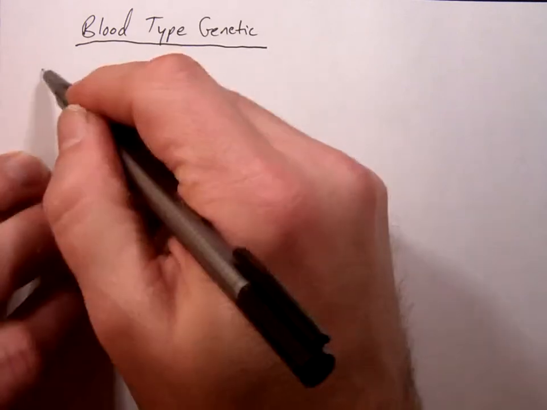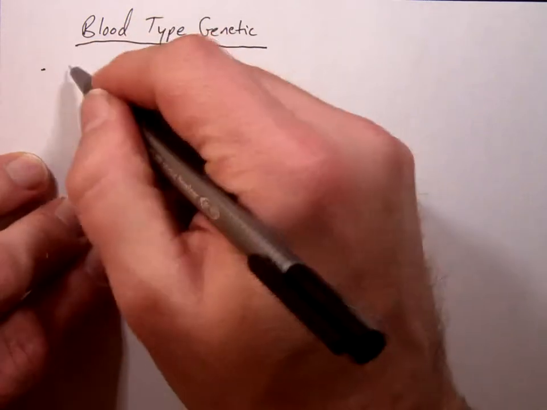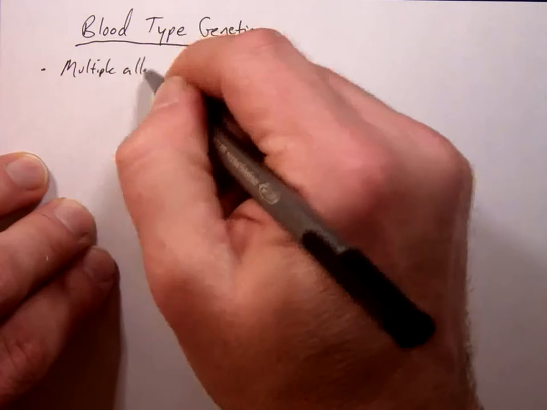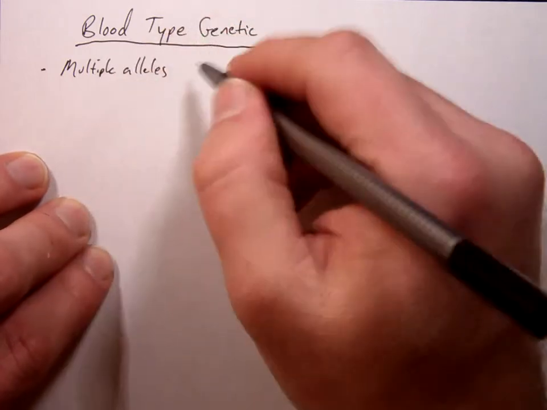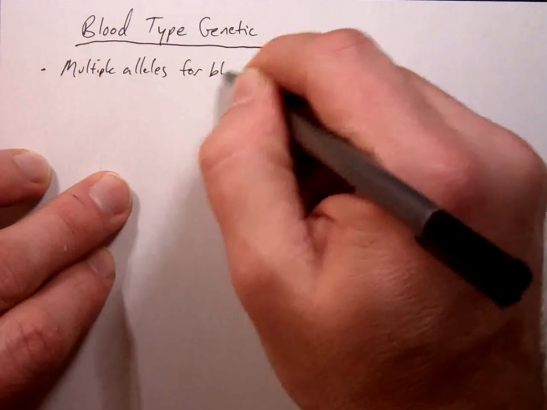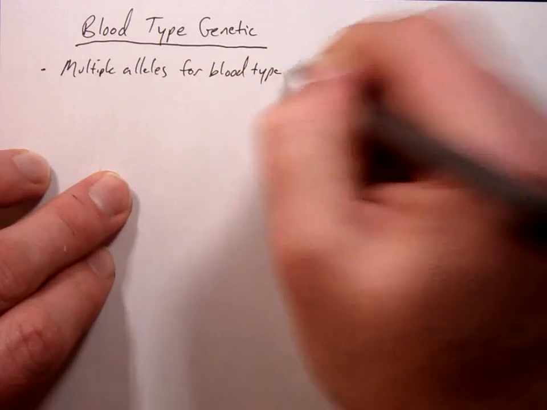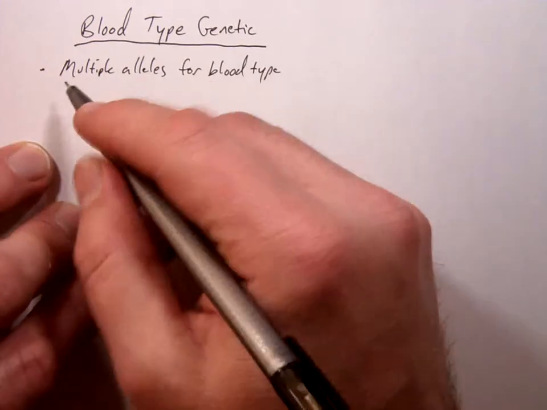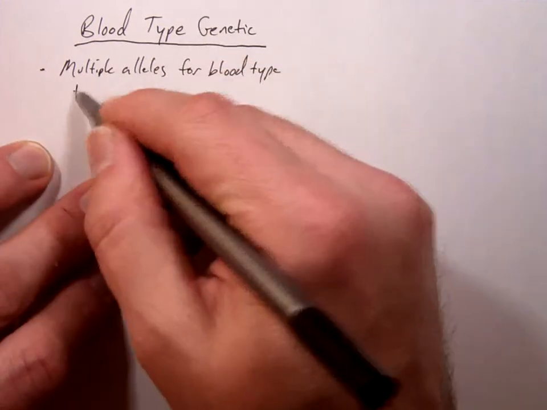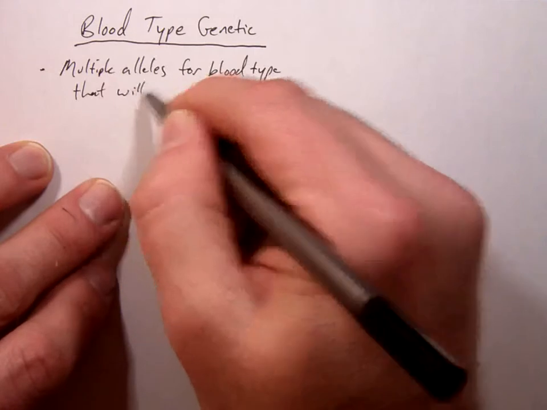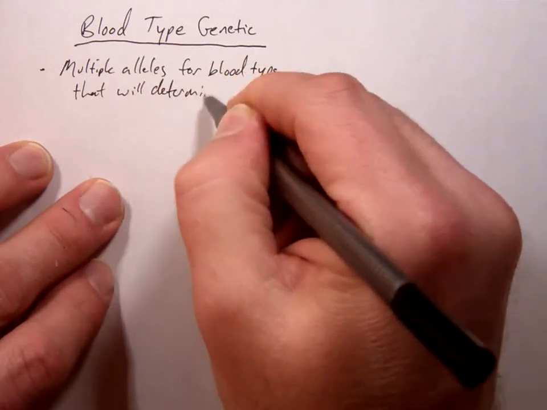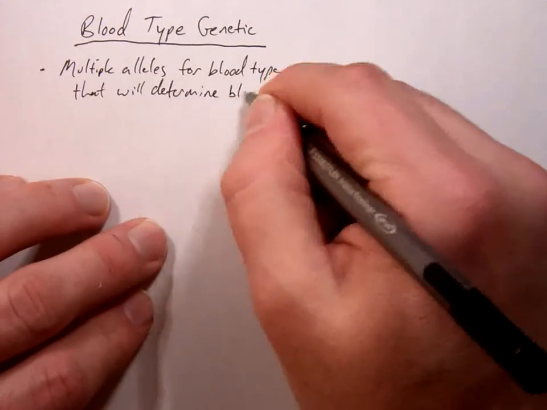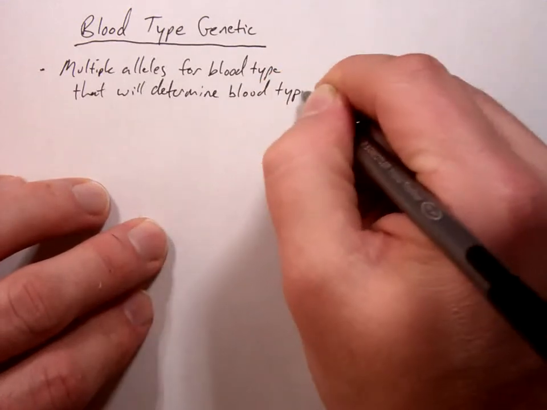So basically there are multiple alleles for blood type that will determine, well, blood type. I guess that's kind of redundant. Maybe I should have thought that through.